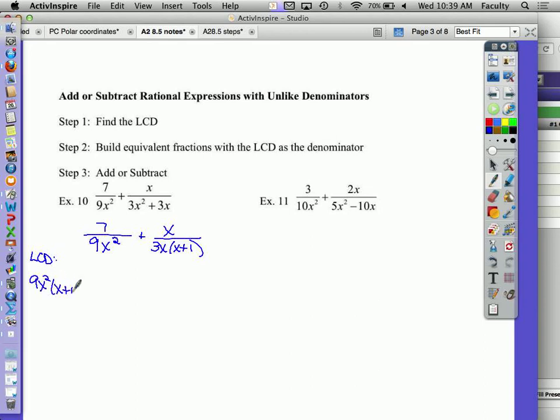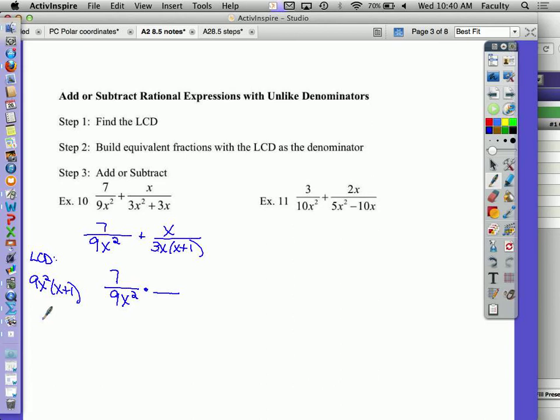Yes. Okay, you look at the 3 and the 9. It's 9. You have an x and an x squared, so you need the x squared, and there's an x plus 1. Okay? Then what you do, so you determine the LCD, and then you're going to end up multiplying by 1, but you need to ask yourself this question: what's missing in that first denominator? What do I need to multiply 9x squared by that gives me the LCD?